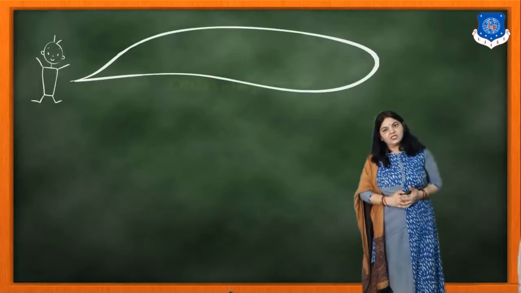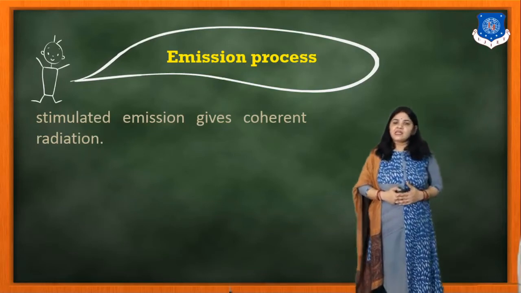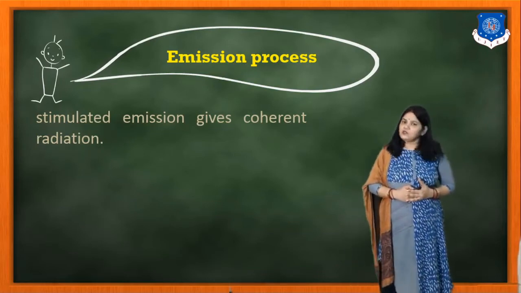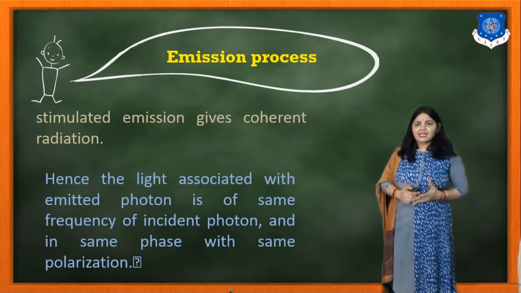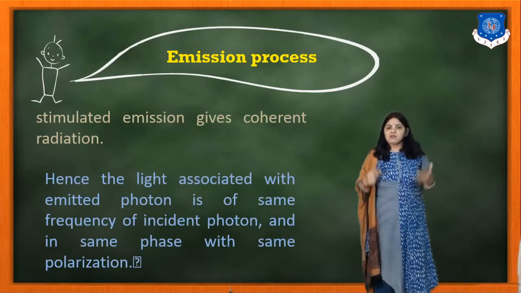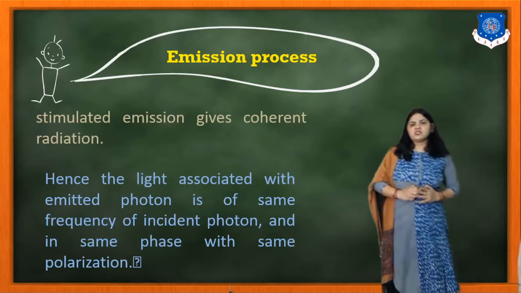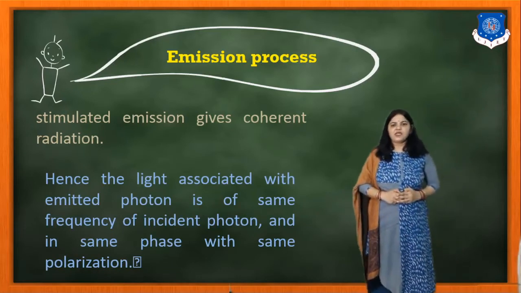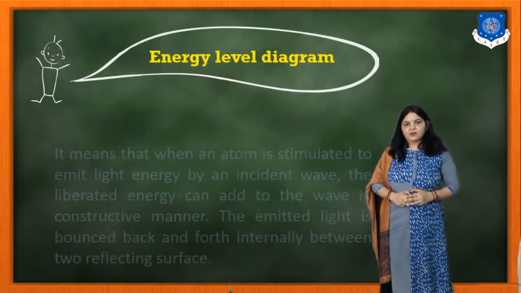So, spontaneous and stimulated emission. Stimulated emission gives coherent radiation; spontaneous emission is non-coherent. Hence the light associated with the emitted photon is the same as that of the incident photon, with the same phase and the same polarization.